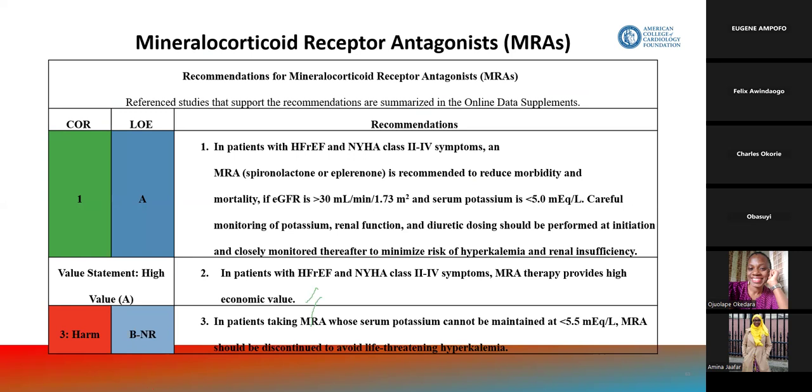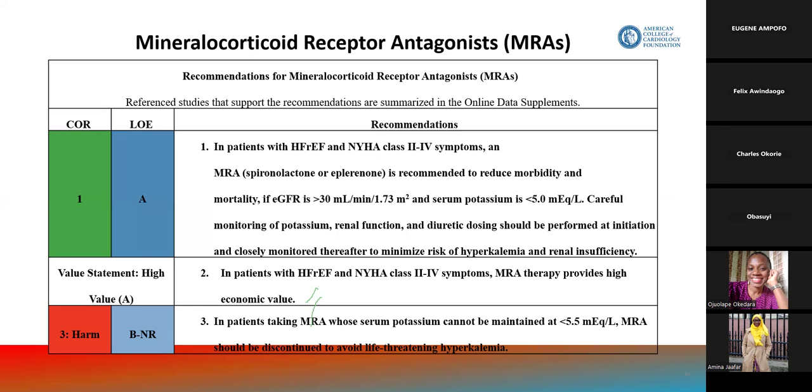The recommendation for mineralocorticoid receptor antagonists is a class 1 indication for patients with heart failure with reduced ejection fraction and New York Heart Association class 2 to class 4 symptoms. It's recommended to reduce mortality and morbidity, with an eGFR of more than 30 mL per minute and serum potassium less than 5. And in patients with heart failure with reduced ejection fraction, NYHA class 2 to 4 symptoms, MRA therapy provides high economic value. So there's a value statement: high economic value. In the long run, it's supposed to reduce hospitalization and mortality, so in the end, we are saving.